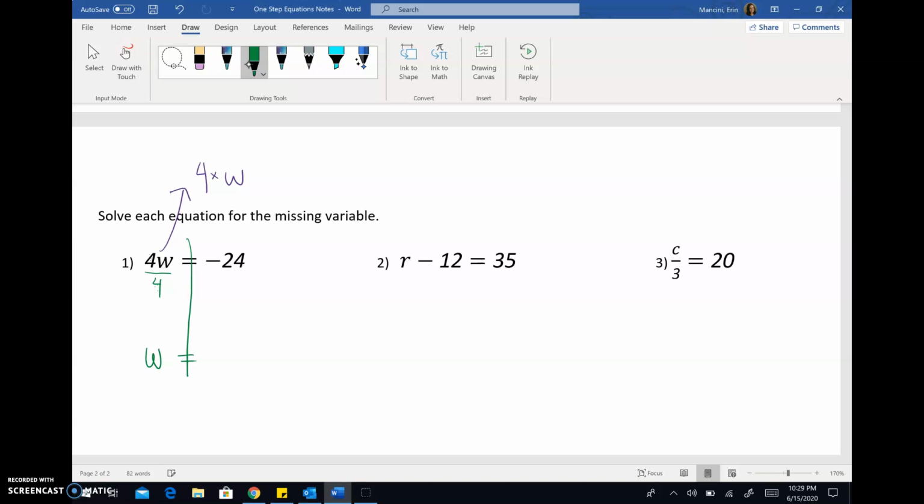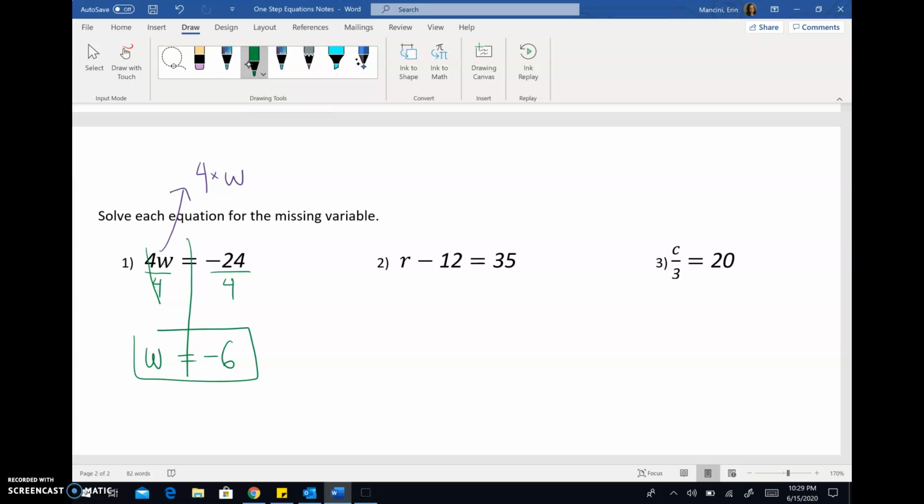All right, 4 divided by 4 here. That's division. Whatever you do to one side of an equation, you have to do to the other side of the equation. So 4 divided by 4 is 1, so 1w is by itself. And then you're going to do negative 24 divided by 4. First of all, it should be a negative, because a negative divided by a positive is negative. 24 divided by 4 is 6. You don't really need the 1 here, because 1w is the same as w.